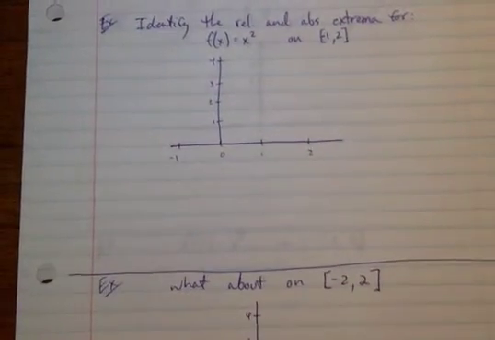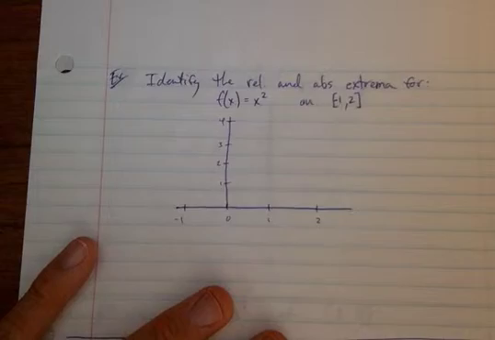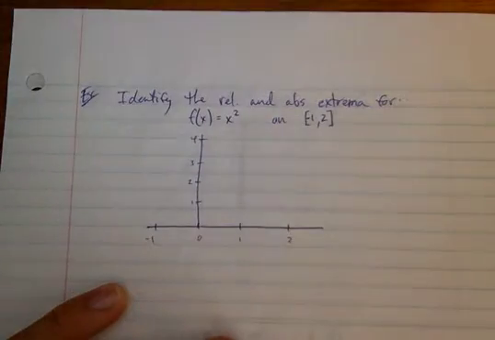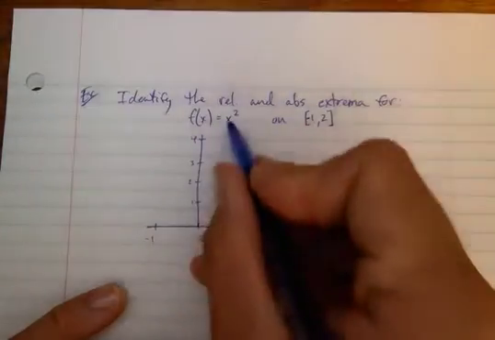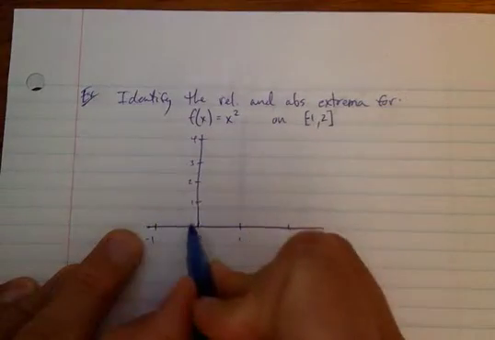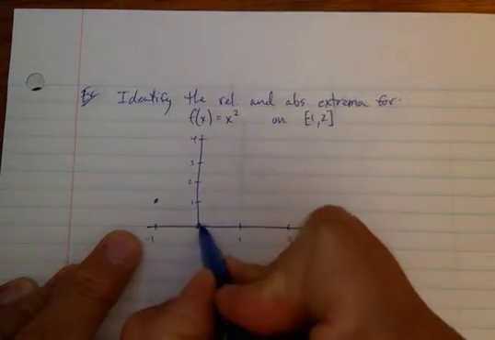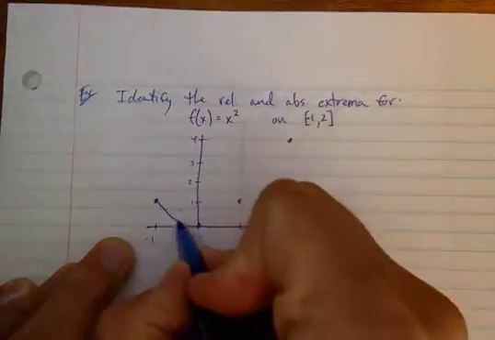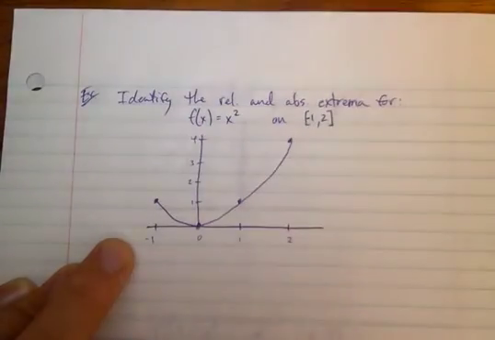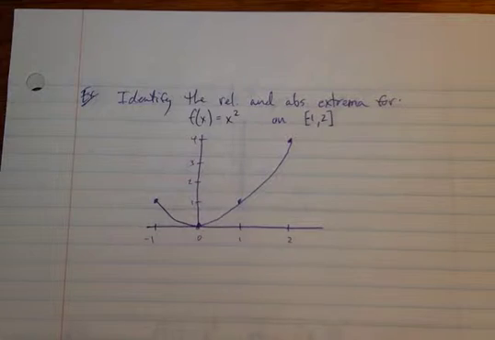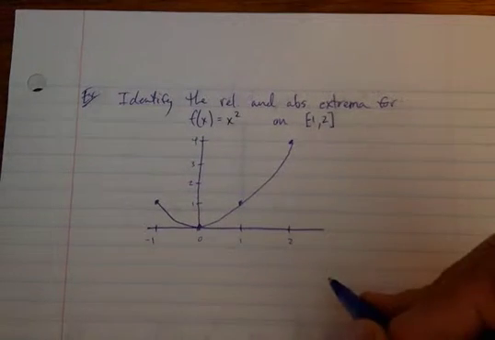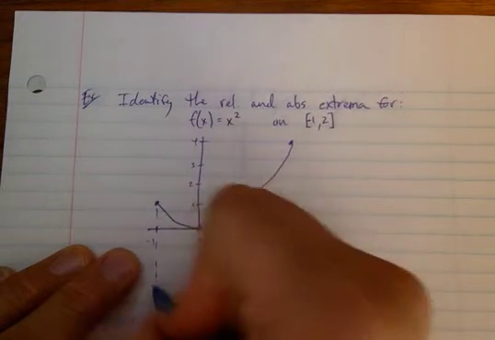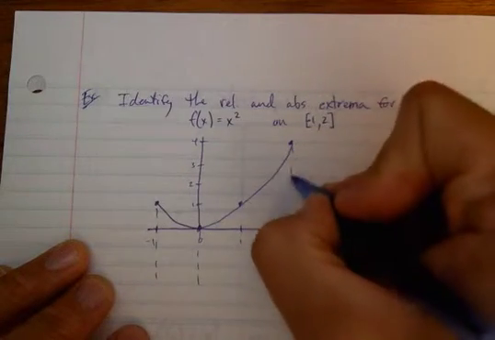Onward and upward. Okay, these we're going to go through super fast. Find the relative and absolute extrema for y equals x squared on -1 to 2. Okay, x squared, let's chart it from -1 to 2. At -1, it's 1. At 0, it's 0. At 1, it's 1. At 2, it's 4. Great. Relative and absolute extrema. Well, let's see. What are some extrema? We've got this, we got this, and we got this.